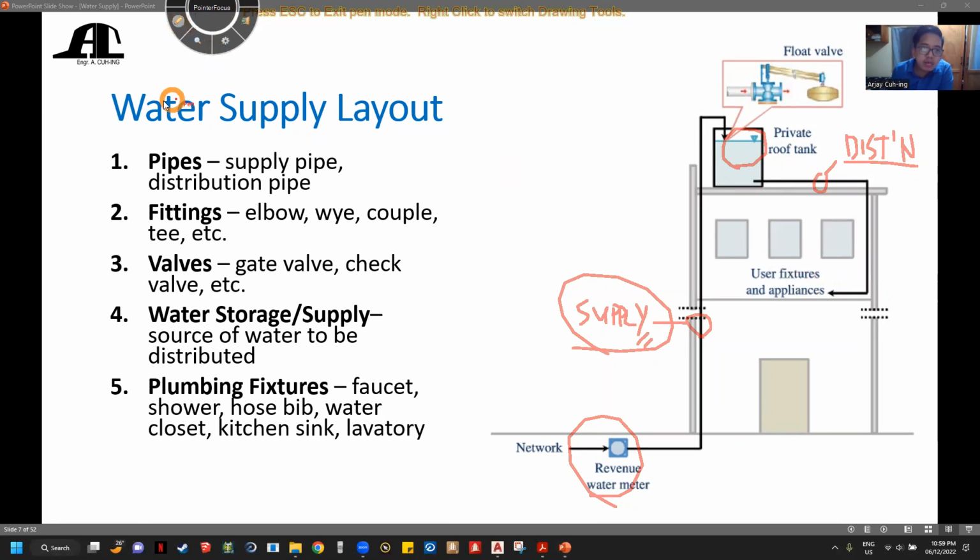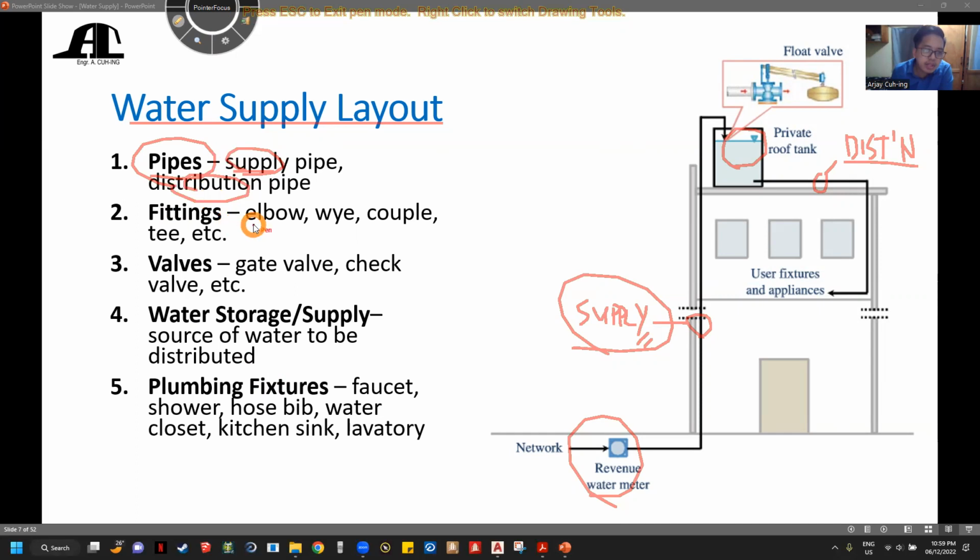Okay? So regarding water supply layout class, supposedly I want to see 5 items. Specifically class, the pipes, the fittings, the valves, the water storage, tapos yung plumbing fixtures. Okay? So sa pipes class, technically, again, dalawa lang tayo. No? We have what we call the supply pipe and then the distribution pipe.